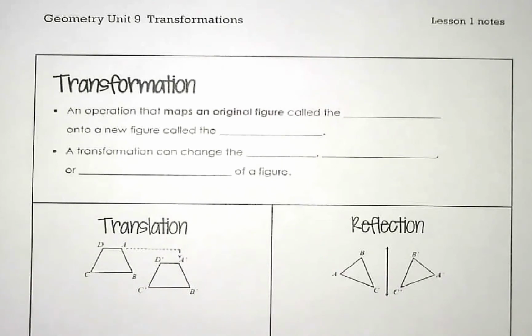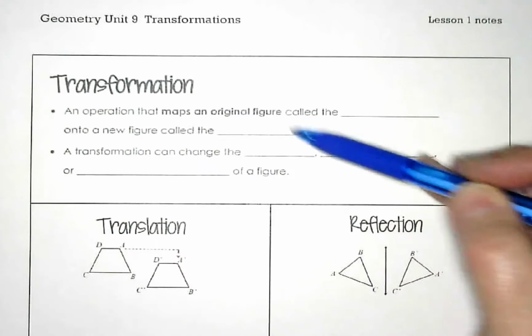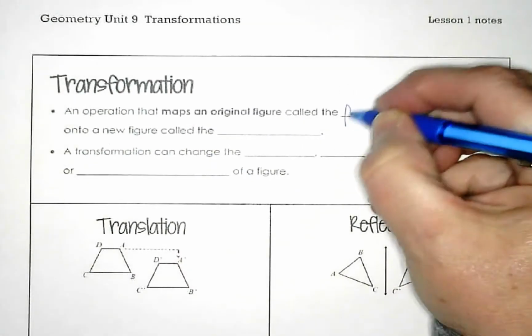In this lesson, Unit 9, we're going to talk about transformations. Transformation, the word itself, means to transform or to change in some way. So we're going to first give it a little definition, and then we'll show you what they look like. So transformation is an operation that maps an original figure called the pre-image.